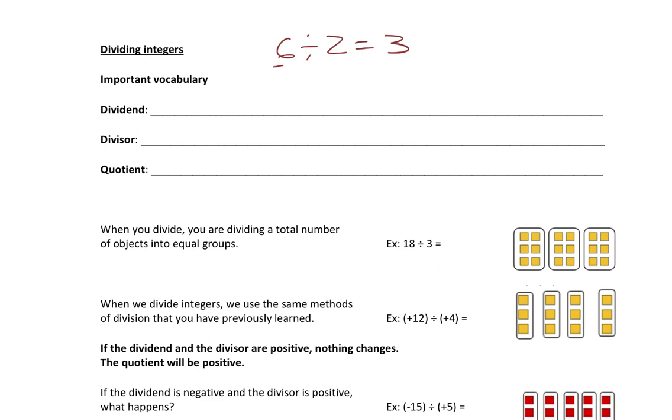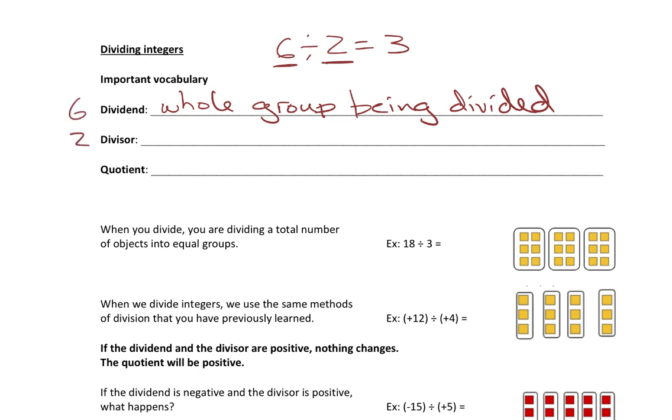So in this question, the 6 is the dividend, okay? That's usually the whole group which is being divided, or the number that's being divided. And then a divisor, which is the 2. So this one was the 6, this is the 2. The divisor is the number the group is divided by.